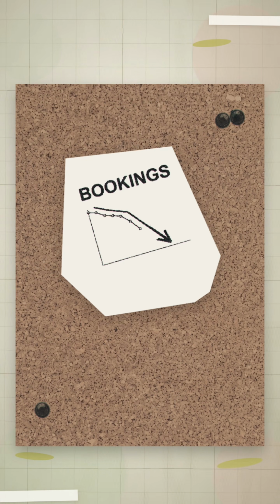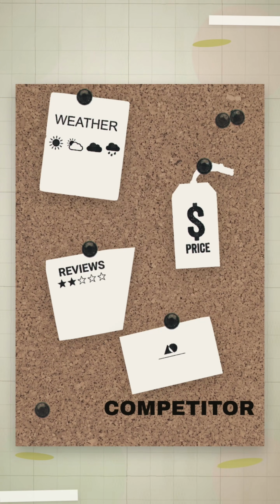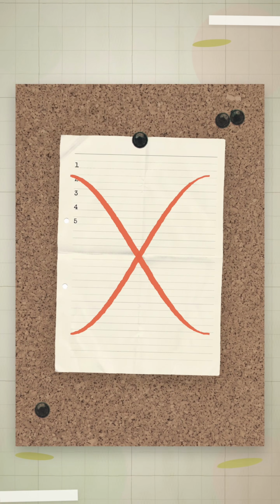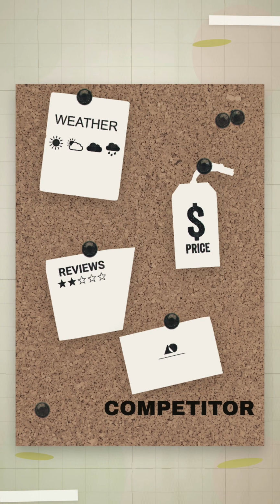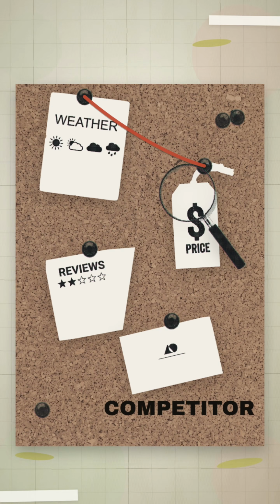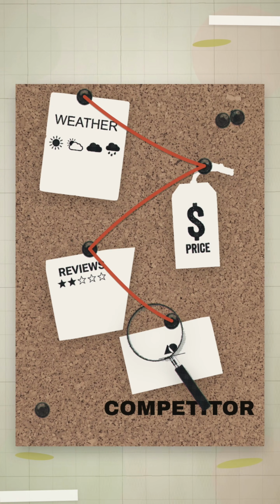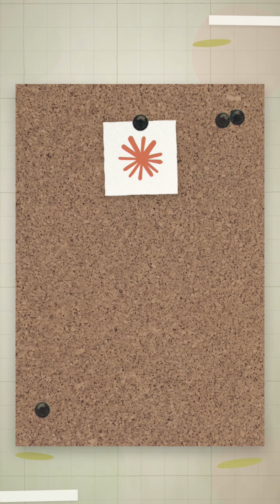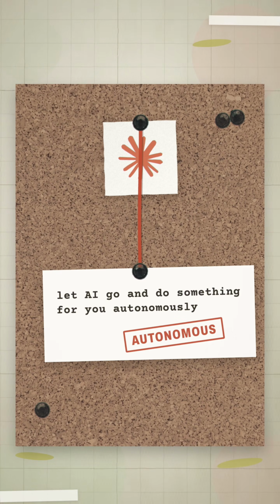For example, say my bookings drop this month and I don't know why. I cannot give you the steps for that because it's very open-ended, because the steps are the things that I'm actually looking for myself. I'm doing the research on why my bookings dropped this month. So this is where you will let AI go and do something for you autonomously.